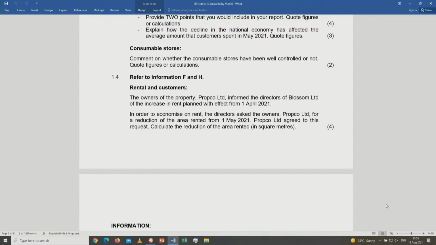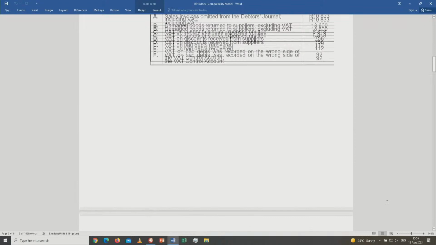Now, because of economic challenges, ladies and gentlemen, in this question, the company asked to save on the rent. They've reduced the space where they were operating. So now we'll be calculating the reduction of the area rented. Without any waste of time, let's quickly look at our question.